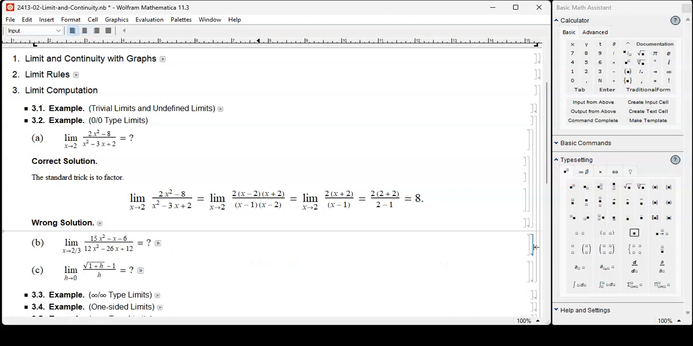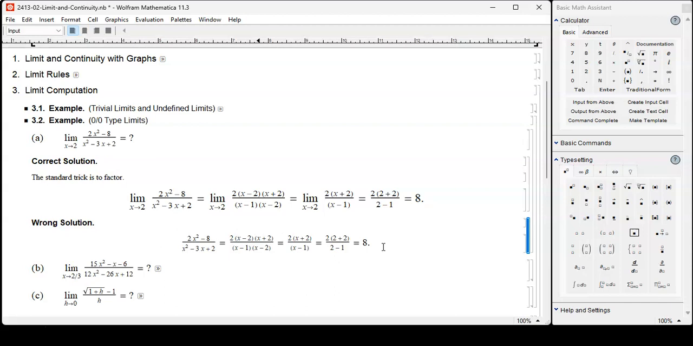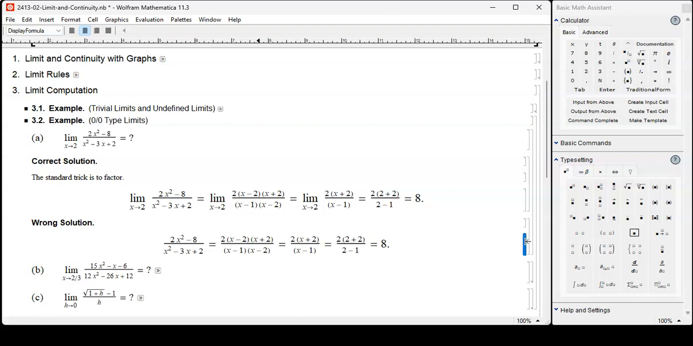Wrong solution? What do you mean by this? Wrong solution? How can it go wrong? Oh, I see. Okay, all right. Look at these. We got the same answer here and there. Please tell me why this is correct and why this is wrong.